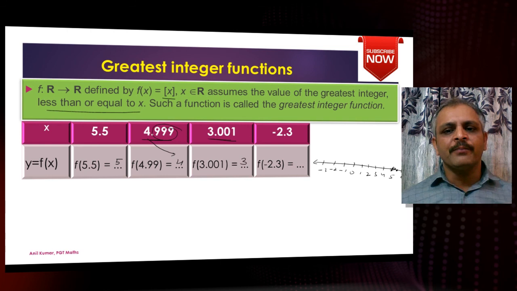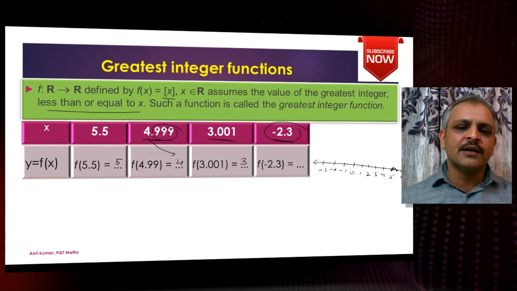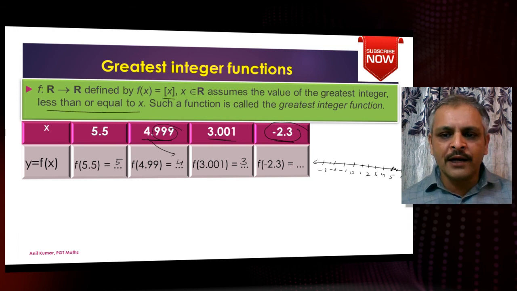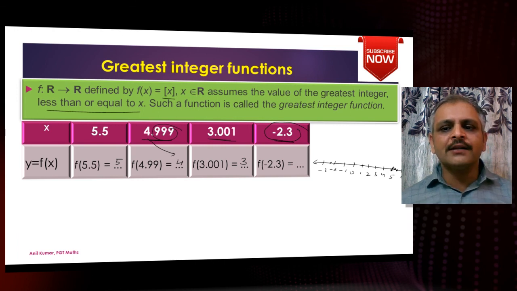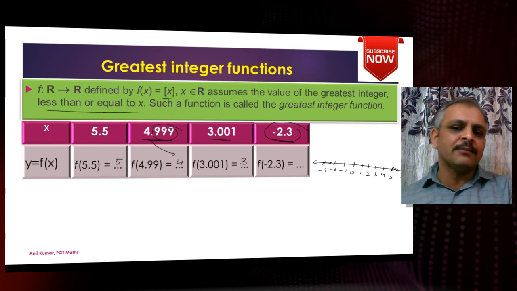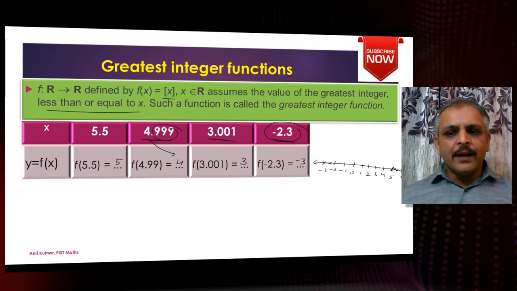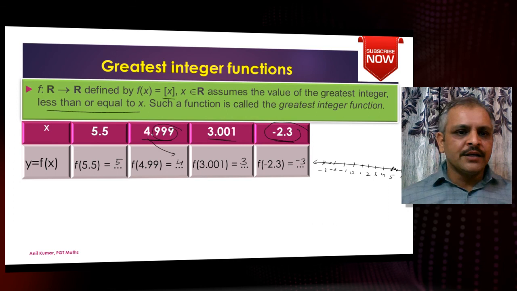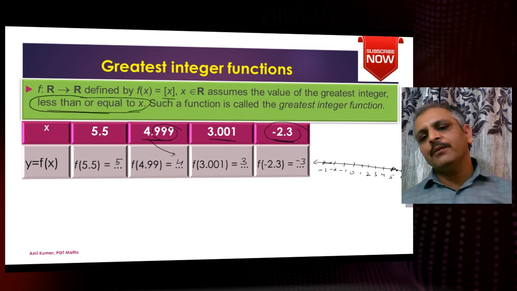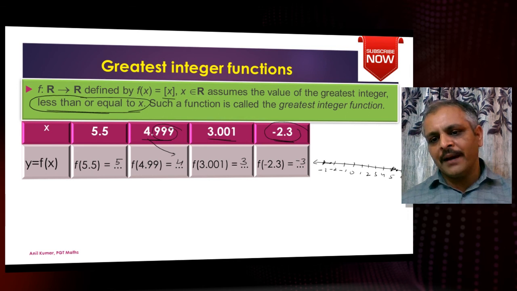And the integer included here will be 3. In minus 2.3, many times students commit a mistake here. If I say minus 2.3, that will be here. And what is the just smaller number before that? It is minus 3. It's not minus 2. Minus 2 is greater than minus 2.3. So the answer will be minus 3. It should be less than that number. See here, it is less than or equal to x. So what will be less than minus 2.3? This will be minus 3.